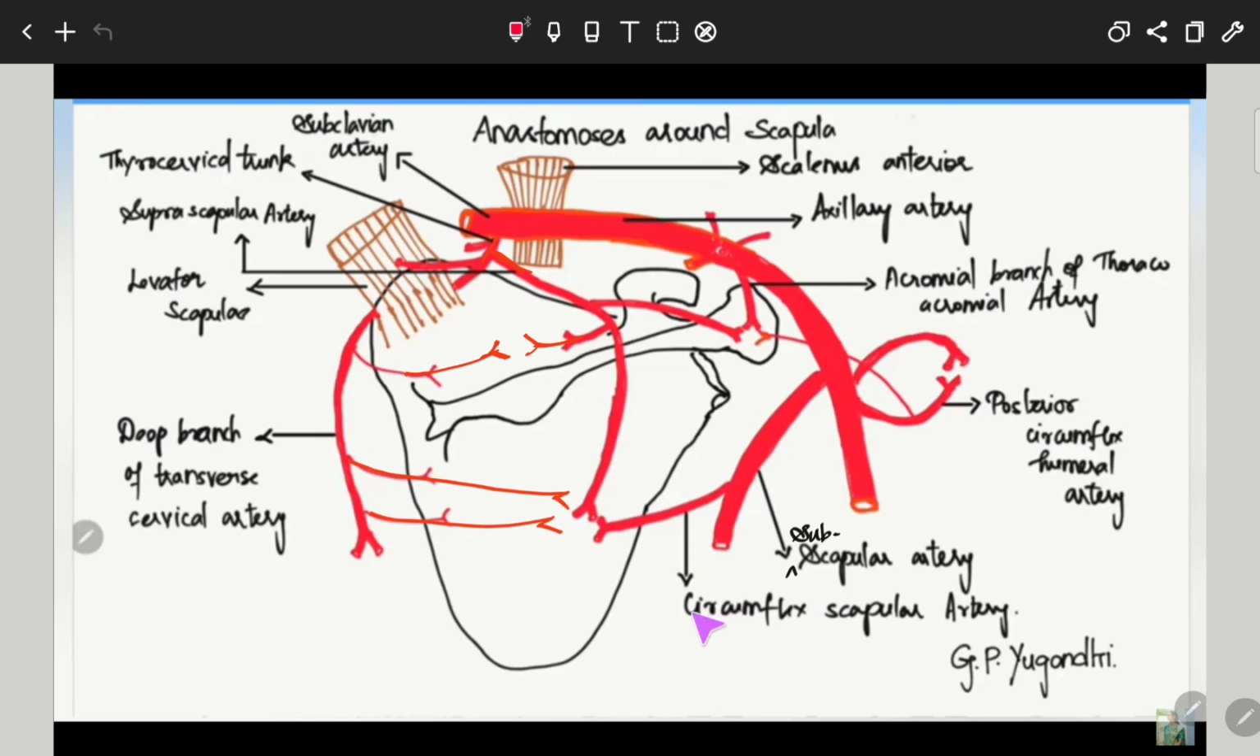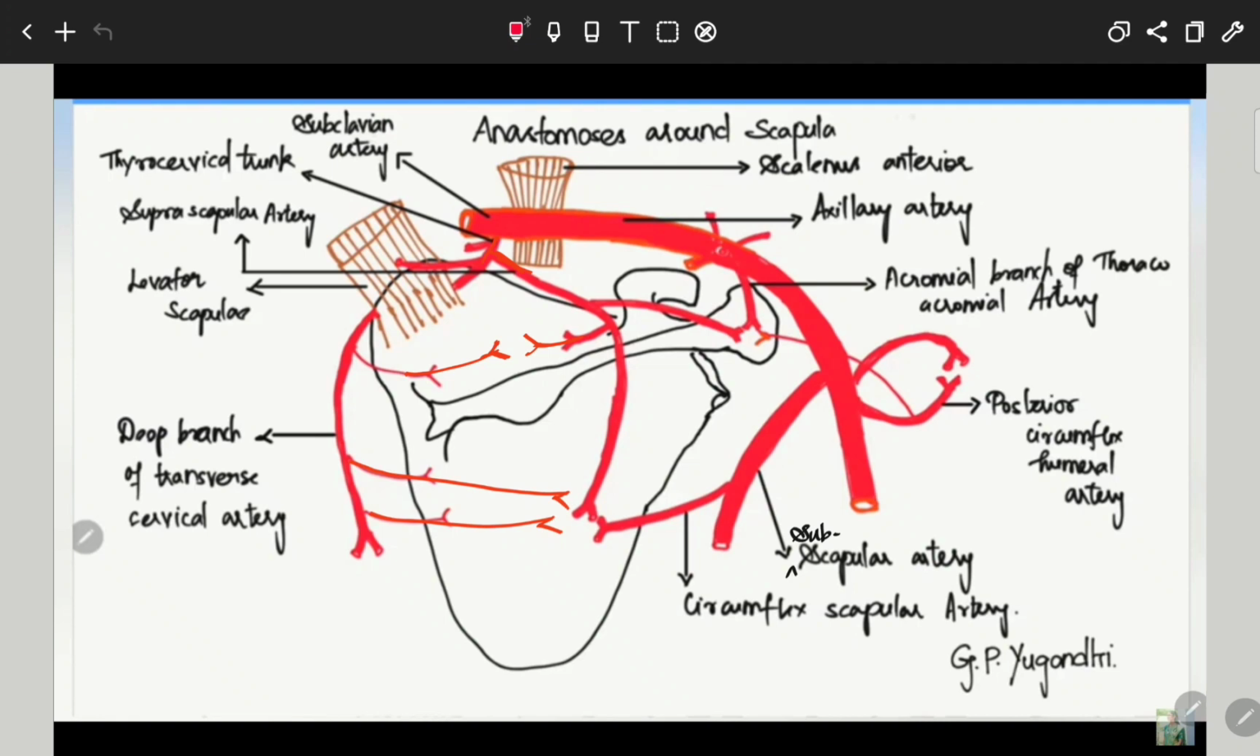And another branch is the circumflex scapular artery. So here you could see the circumflex scapular artery, which is in turn a branch of the subscapular artery, which is in turn a branch from the third part of the axillary artery. So here you could see the subscapular artery arising from the third part of the axillary artery, from which arises the circumflex scapular artery. So these three arteries mainly take part in the anastomosis over the body of the scapula.